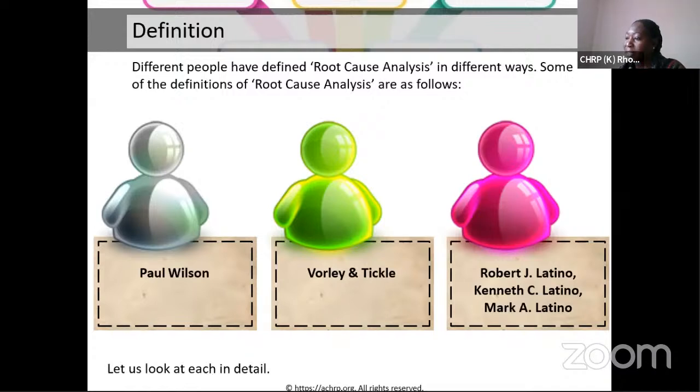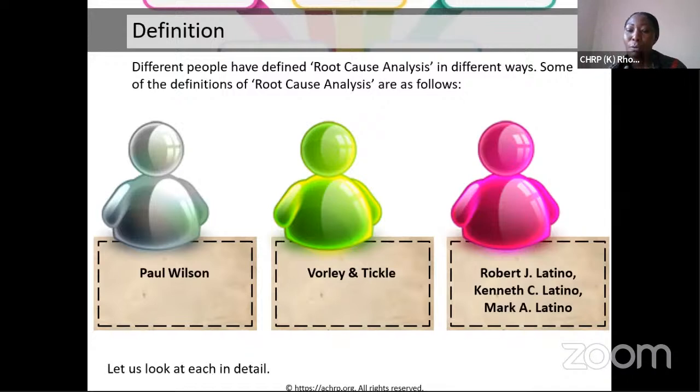Paul Wilson is a TQM expert, and he's looking at it from the TQM perspective. And again, we are going to look at one of my best definitions, from Vorley and Tickle, because it's neither here nor there. They have also tried to look at it from a broader perspective, giving some level of flexibility that it could be encompassing more than that. And they're also more realistic because it is not very definitive and there is not one solution that fits all. Then finally, we are going to look at a definition from the 3 brothers.